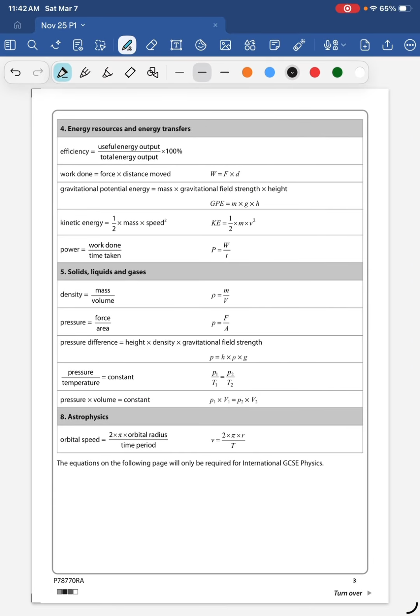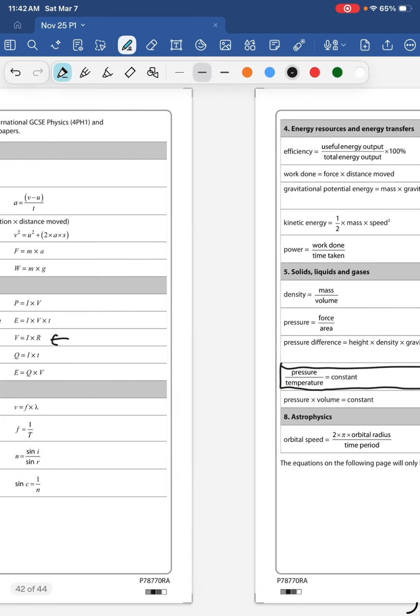Let's look at the formulas they give us. Pressure over temperature is constant, so this is what we have to use. And we use this whenever the volume is constant, okay? The other one over there, you use it when temperature is constant. I mean this one. So let's use this one.